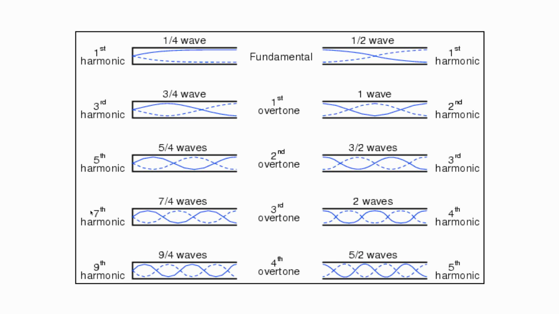This is a labeling system. The harmonics skip every single one. This is the first resonant length, the second resonant length, the third resonant length, and so on, but the harmonics, and what we call them, skip.